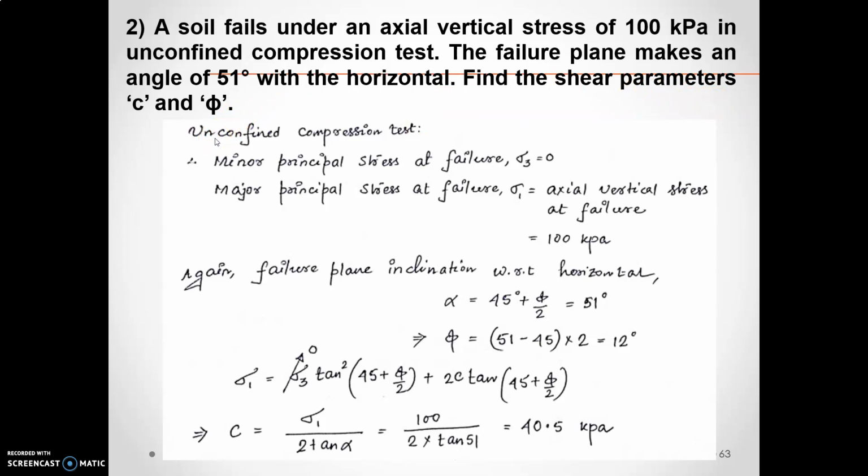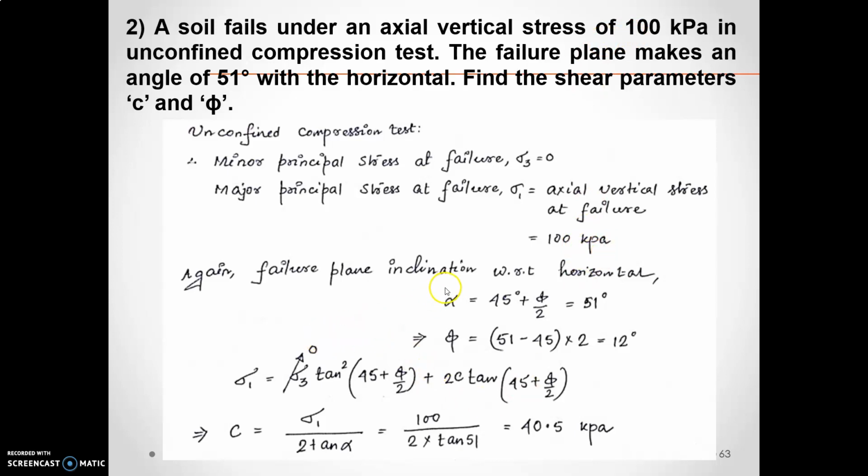So here we have to calculate what is C and what is phi, the shear strength parameters. The soil fails under an axial vertical stress, that is nothing but sigma 1. Okay, this is an unconfined compression test. So here the minor principal stress at failure, sigma 3, is equal to 0. In this case, unconfined compression test, sigma 3 equal to 0, and the major principal stress at failure, sigma 1, nothing but the vertical stress, is equal to 100 kPa.